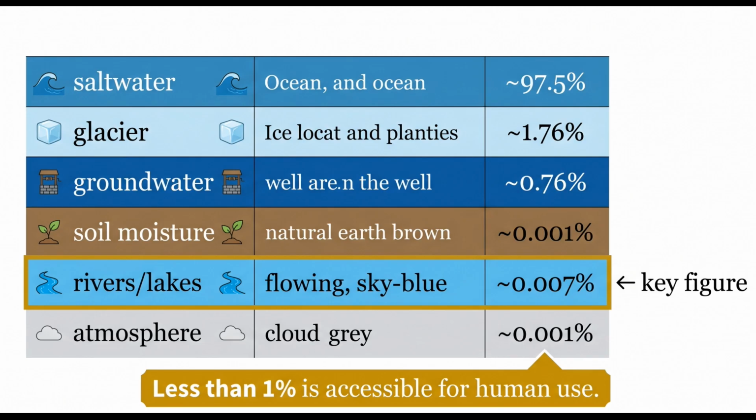Notice the key figure in the highlighted row, 0.1%. That is the WA question 1 answer, not 3%, not 0.7%. The question asks specifically for accessible surface freshwater, the water in rivers and lakes that is actually available for human use. The answer is approximately 0.1% or less than 1%. Write that down, underline it, it will appear in your WA.